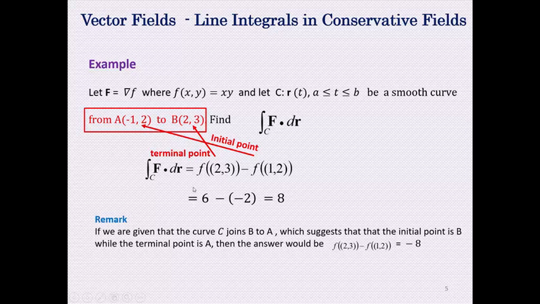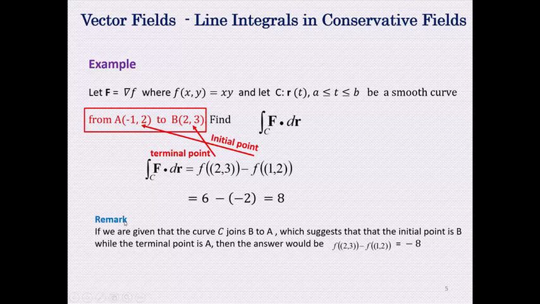So applying the theorem directly, we'll evaluate this potential function at the 2 points. At the terminal point, we have x equals 2, y equals 3. So you'll substitute this xy into the formula for f. So you get 2 times 3 equals 6. As for A, it is minus 1, 2. So you get minus 2. So the outcome is equal to 8.